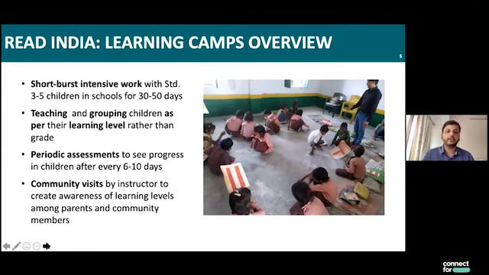It's basically a 30 to 50-day intervention with a group of around 30 to 35 standard 3 to 5 children, focused on primary grades. The main implementation model is grouping children as per their learning level rather than grades, because children might be at different grades of the spectrum. If you look at a spectrum from children who can't read even letters to children who could read a standard 2 level text, especially in a rural setting or even in an urban setting, you can find children at different levels. So it's important to group the children at their level rather than grades, and teach them as per their level. Then periodic assessments to see progress every 6 or 10 days, and then ensuring that community visits is an important component of this.